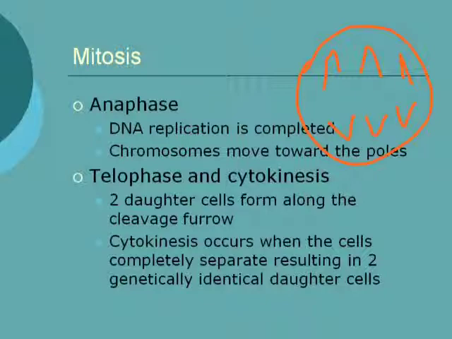And then lastly, you have telophase and cytokinesis. You have two daughter cells that form along the cleavage furrow, and cytokinesis occurs when the two cells completely separate, resulting in two genetically identical daughter cells. This here is your cleavage furrow. That's also the pinching in, where the cytokinesis is occurring. Your nuclear envelope is reforming. Your chromosomes are going back into chromatin, and your cell membrane is going to be closing back in to form your two daughter cells.